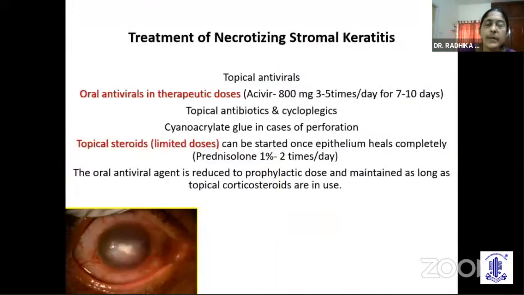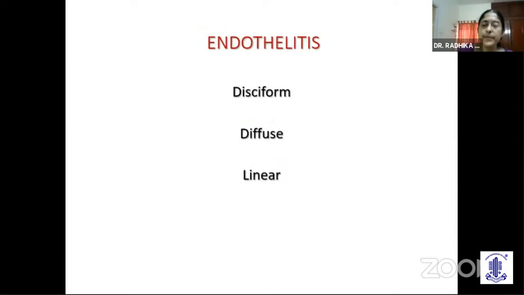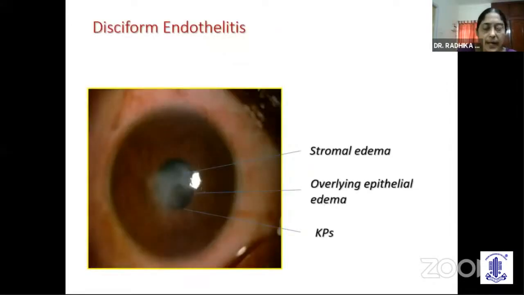Because there is equal measure of virus and inflammation, you would want to give therapeutic doses of antivirals orally as well as steroid to start with in limited doses, and once the disease comes under control, you can hike it up. So the next form of disease, working our way down into the cornea, is HSV endothelitis, which presents in three classical forms. So you can have a corneal clouding overlying the endothelitis, which is disciform endothelitis.